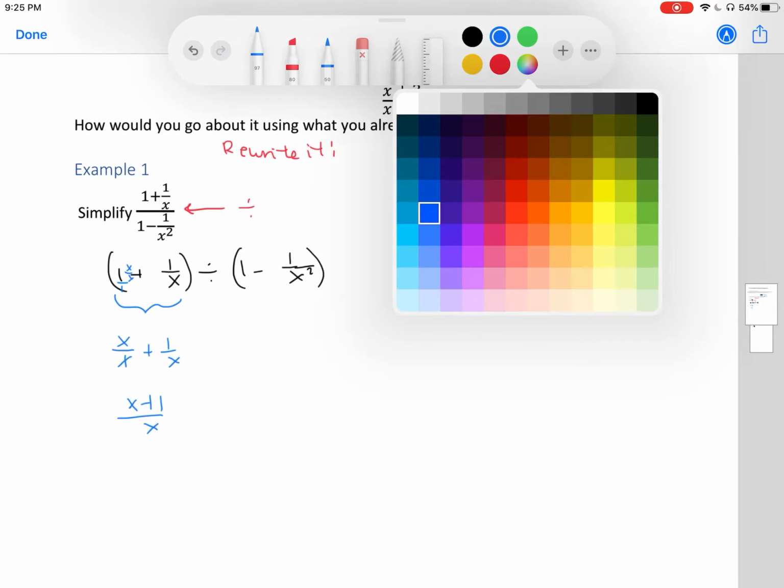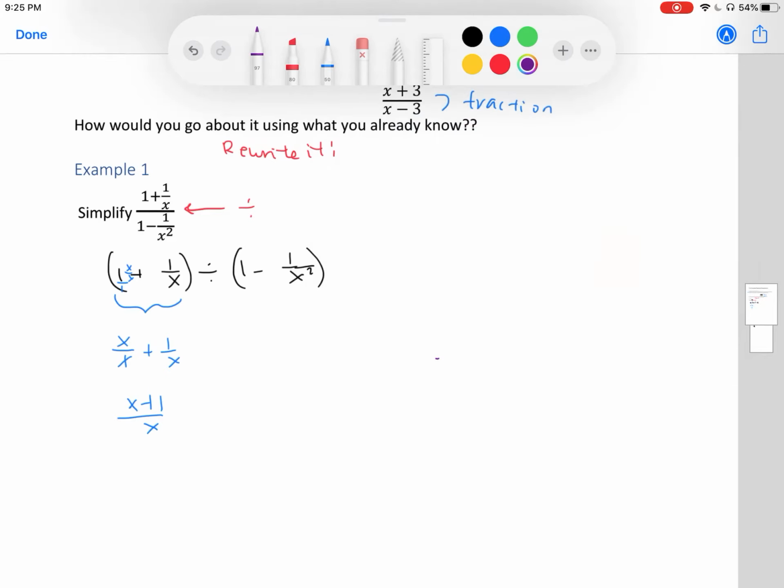On the other side, we multiply by an x squared over x squared to get a common denominator. We're left with x squared over x squared minus 1 over x squared. We're left with x squared minus 1 divided by x squared. Let's go back to this division problem.